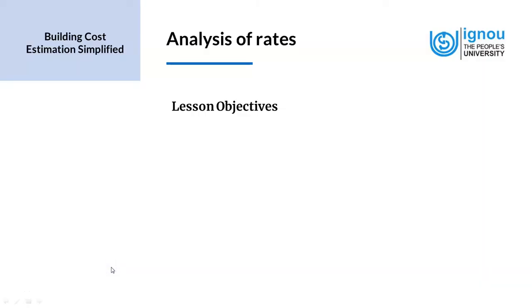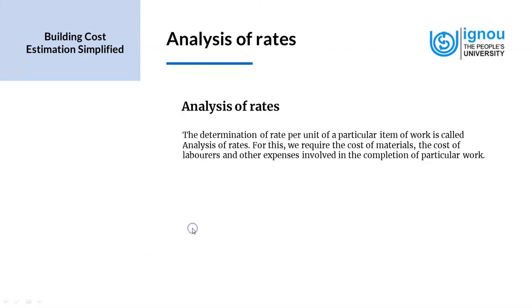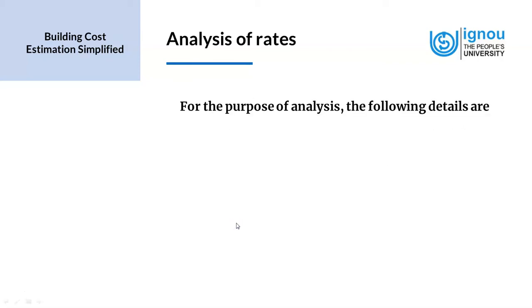First of all, we will look at the lesson objectives. In this video lesson, we will familiarize ourselves with the analysis of rates. Now, what is analysis of rates? The determination of rate per unit of a particular item of work is called analysis of rates. For this, we require the cost of materials, the cost of laborers, and other expenses involved in the completion of a particular work. Now, for the purpose of rate analysis, the following details are needed.